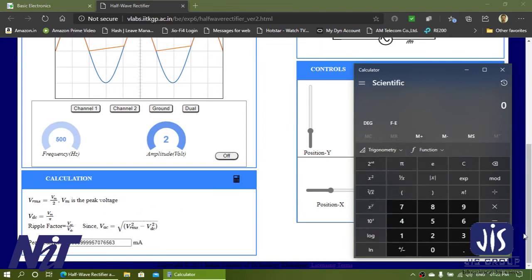and for the Vrms it's simply Vm divided by 2. So note it down on any other paper. Your Vrms is 1 volt, and for Vdc you will have to divide your Vm, that means 2 volt, divided by pi. After that you will get 0.6366. Then you will round it to 0.637 volt as your Vdc.